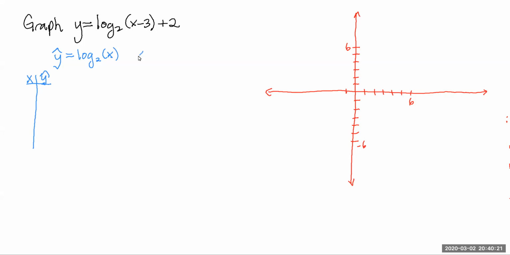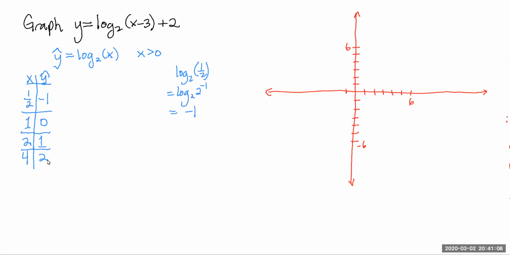So notice the domain for y hat is x greater than 0. So why don't we start with the 1/2 value? Well, what's log base 2 of 1/2? That's equal to log base 2 of 2 to the negative 1, which equals negative 1. So we have negative 1 here. Let's pick 1. When x is 1, we get log base 2 of 1, which is just 0. Let's pick 2. 2, we get 1. And let's pick 4. 4, we actually get 2.